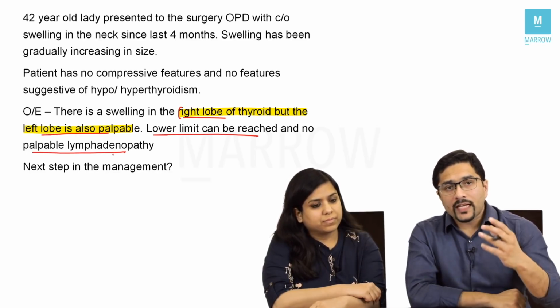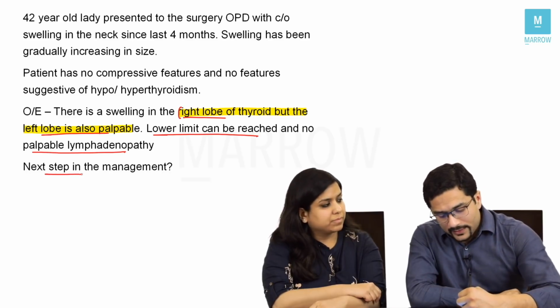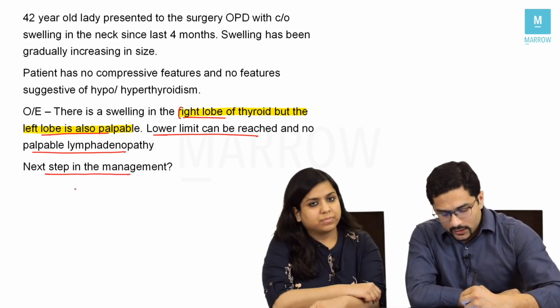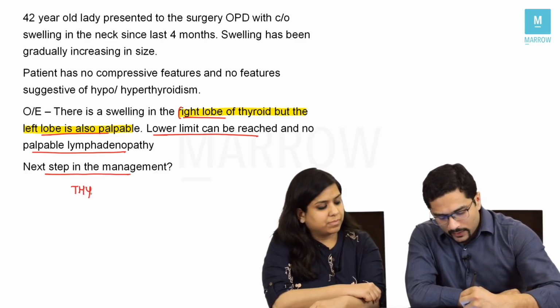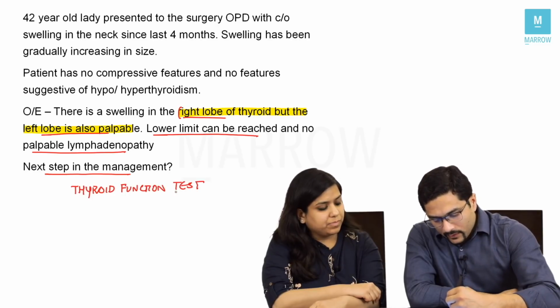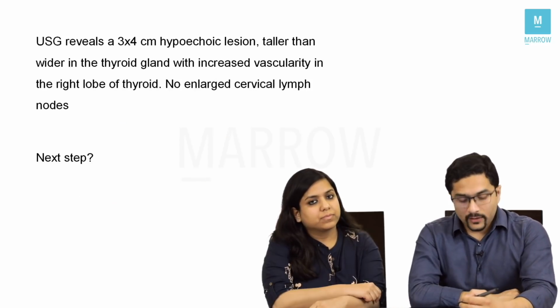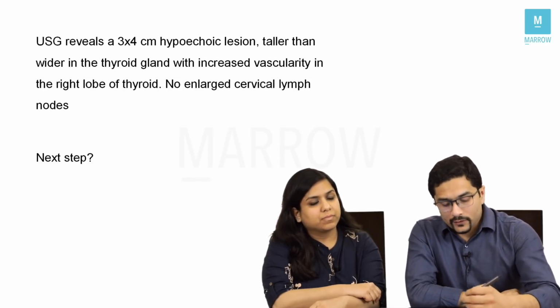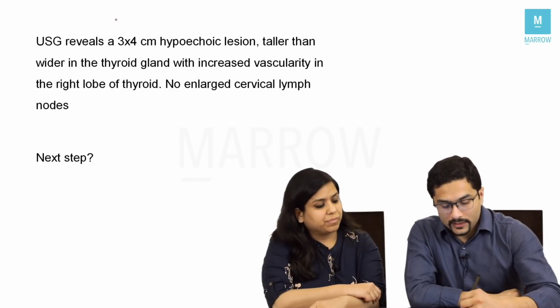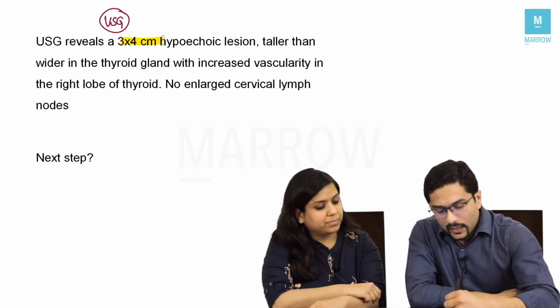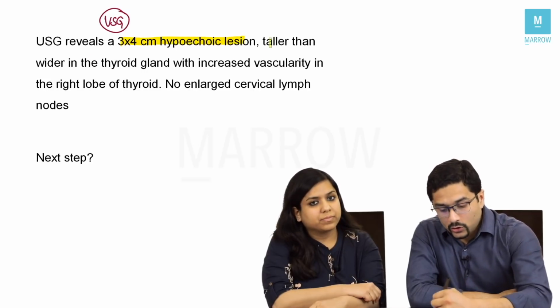Now, whenever we get a thyroid patient, the next step in the management, before we consult the pathologist, is that we always do a thyroid function test. And once we know that the patient is euthyroid, we proceed with an ultrasound. The ultrasound in this case reveals a 3 into 4 centimeter hypoechoic lesion, which is taller than wider.